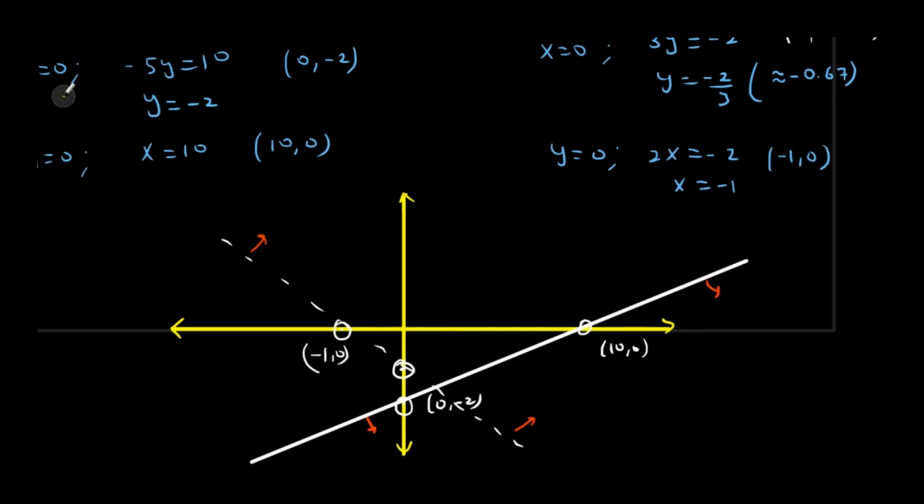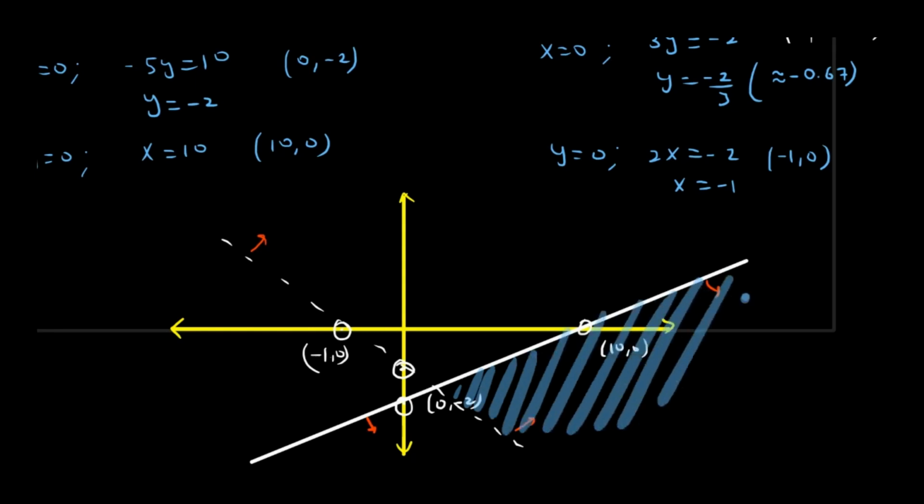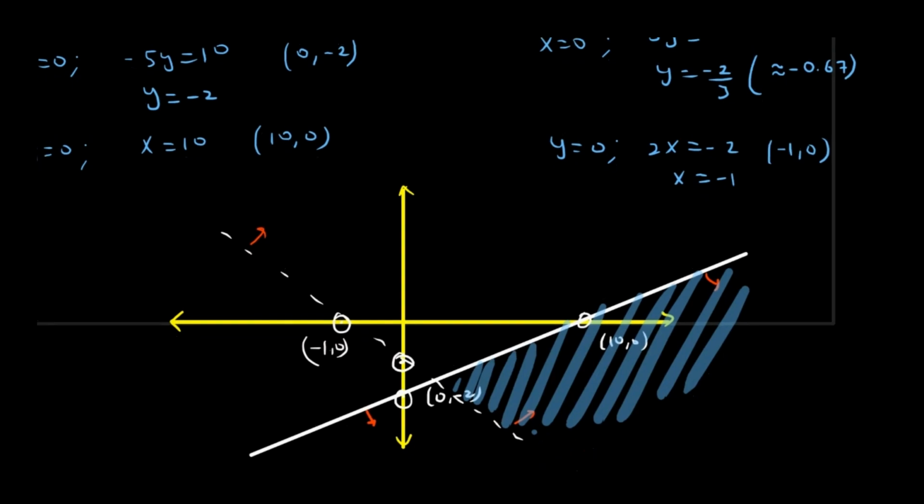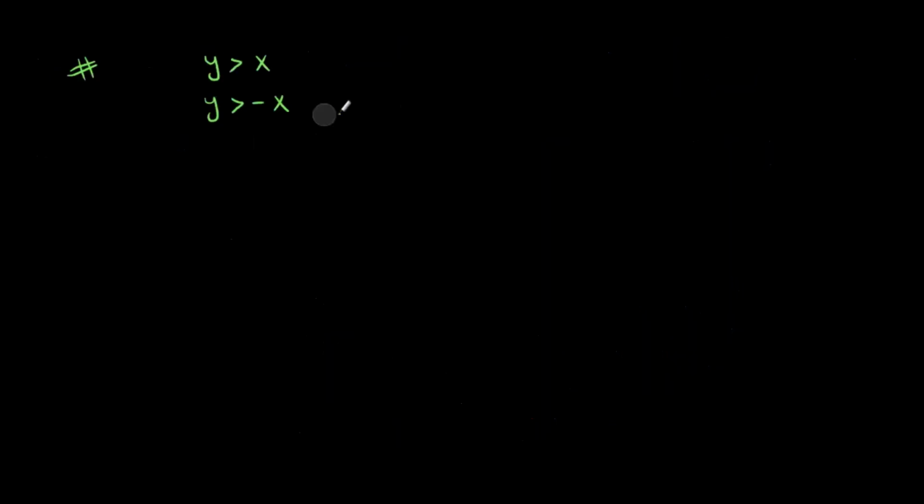And I think if you want to shade the common region, that's gonna be this one, right? So everything which is in this area, that will be the common region, and hence this shaded region is the required solution of the pair of inequalities. Let's talk about the last one.